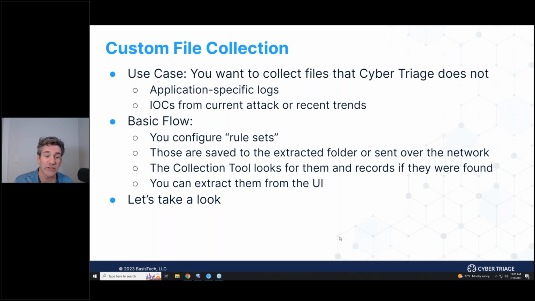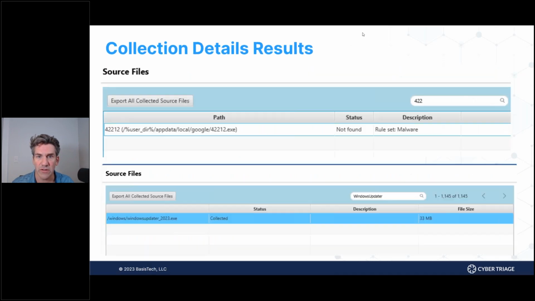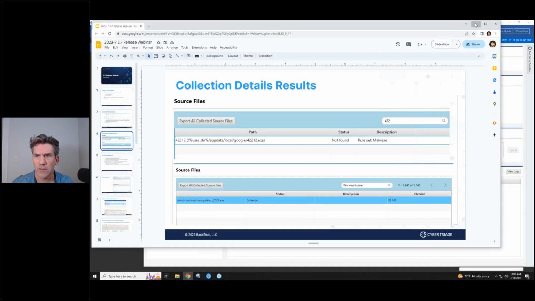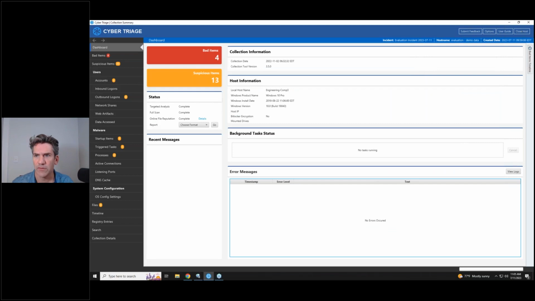The collection tool will then search for them, and then you can find the collection details in the UI. So let's take a look at that. We're going to get out of the presentation here and jump into the app. The way you make the rule set, I've loaded up our demo data here that we're going to use today, but the way you do this is you go to the options panel.